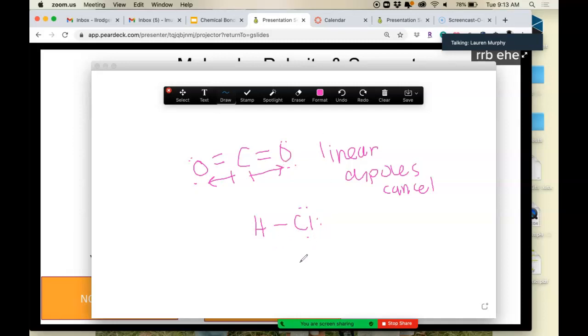Okay? Now, HCl is linear. This is a straight line. There's no other way to draw it. But there's only one dipole, and it's being yanked towards the chlorine. Chlorine is more electronegative. There's nothing canceling this dipole out, which means this region is slightly negative and this region is slightly positive. There's nothing going the other way. So this is a symmetrical shape, linear, but this is polar. Sorry, this guy was nonpolar, because there's no other dipole to cancel this one out.